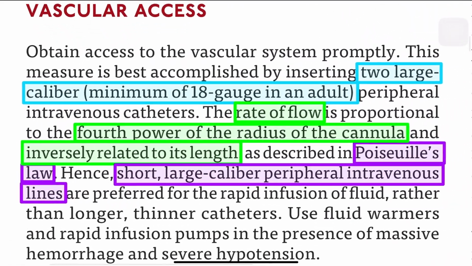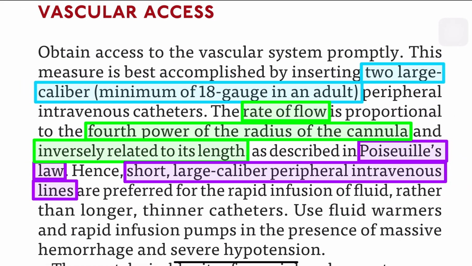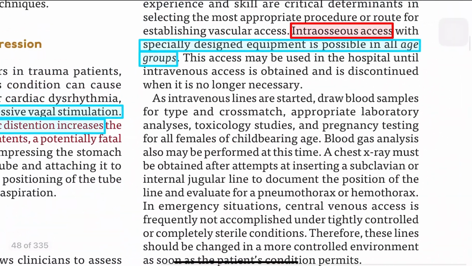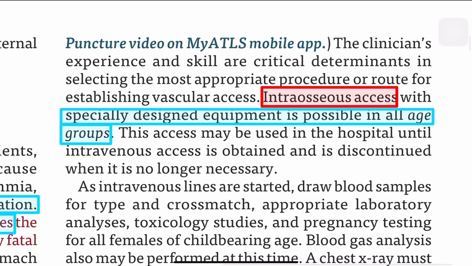For vascular access, use a large caliber, minimum of 18 gauge in adults, because the rate of flow is proportional to the fourth power of the radius of the cannula and inversely related to its length. This is Poiseuille's law. So we have to give short, large bore peripheral IV lines. We can also do intraosseous access, with specially designed equipment, possible in all ages. Remember, intraosseous you can go for in all ages.